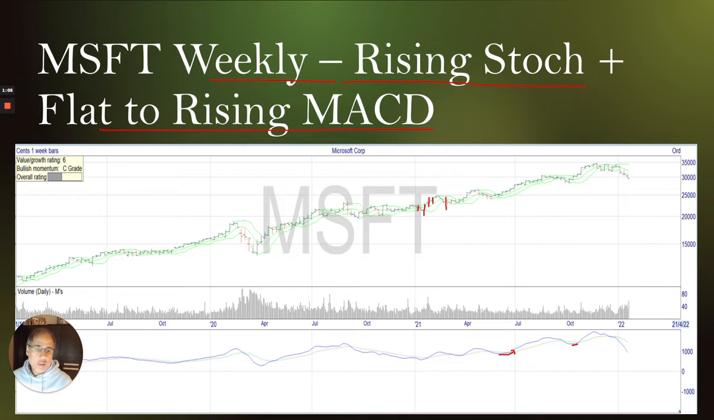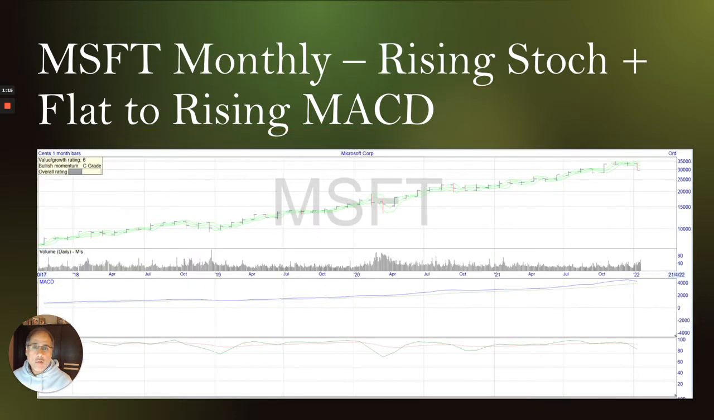So I've marked some of them there, but that's not all. I need that stochastic to be rising, but equally, that's not all for an entry point. I also want the monthly bars. See those? Those are monthly. Again, rising stochastic and a flat MACD. So now this is where it gets interesting. Rising stochastic, flat MACD only comes in there.